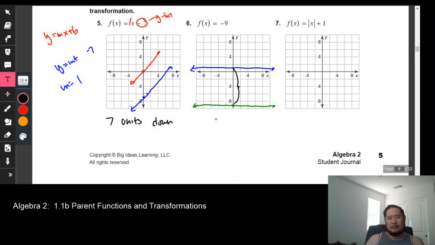Okay, so if we were to describe the transformation, 10 units down. And there you go right there. So on a test, it's easy to miss this. I see a lot of students, they miss this problem. They just say it went down 9 units, which is incorrect. Okay. Next up, number 7, we've got ourselves our absolute value.